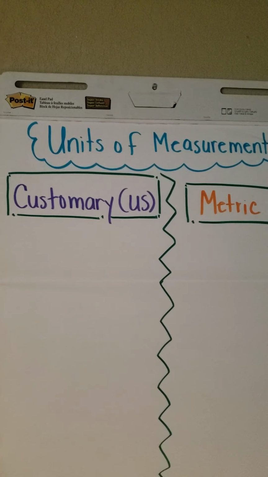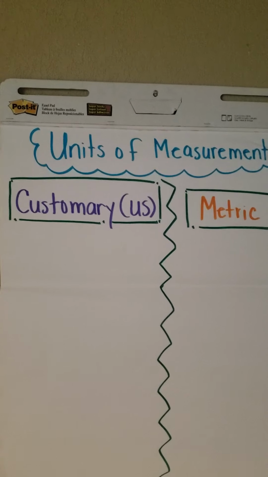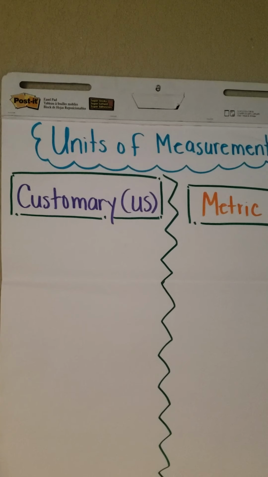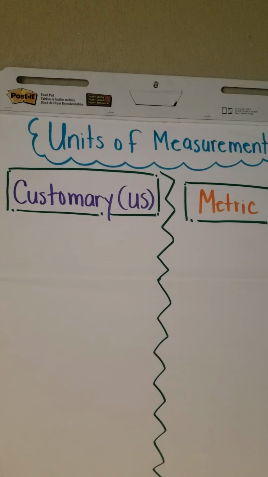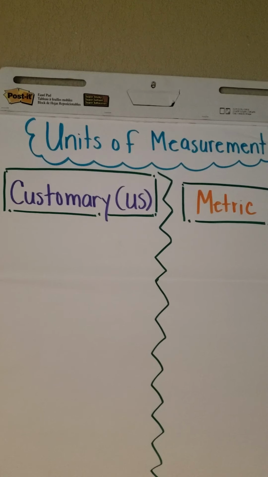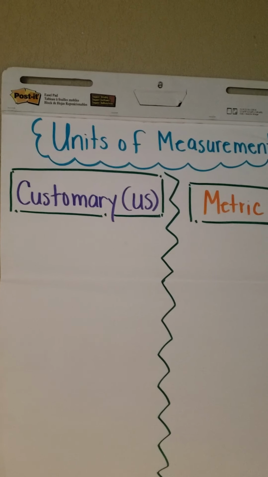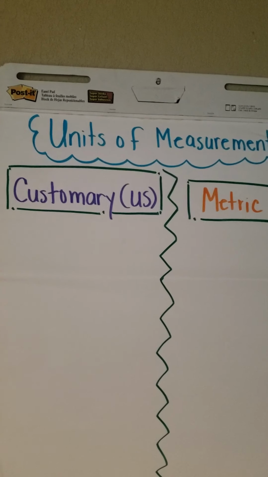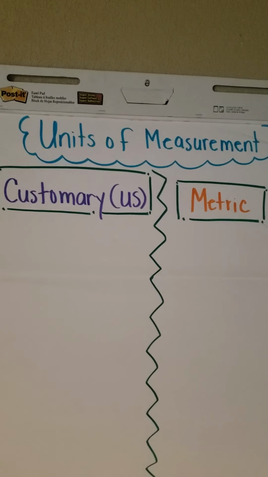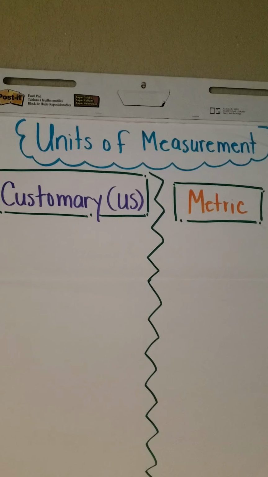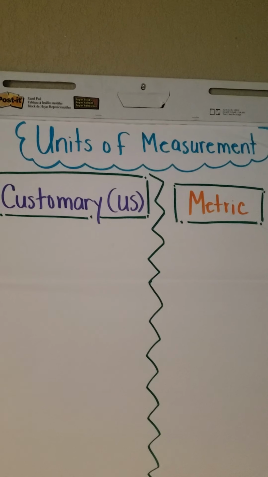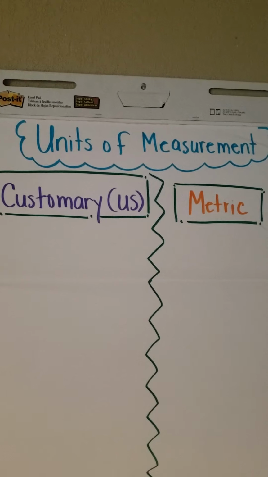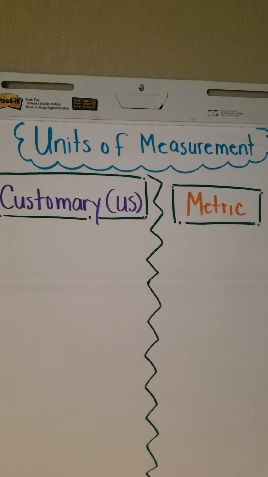And just a real quick fun fact, there's about 195 countries in all. Out of those 195 countries, there's only 3 countries that use the customary system, and one of them is the United States. All the other countries use the metric system. So we're going to talk a little bit more about this, and I want to start out with inches. But first, I'm going to show you a ruler.